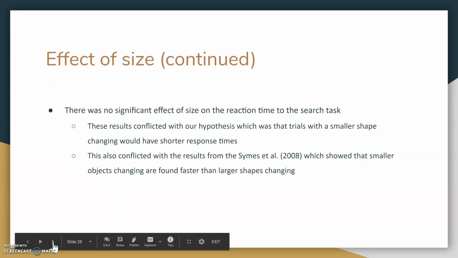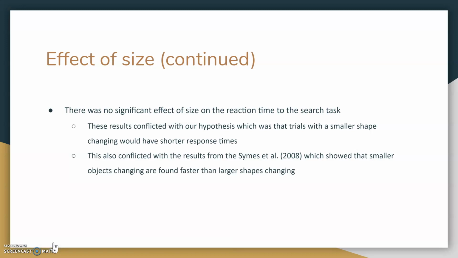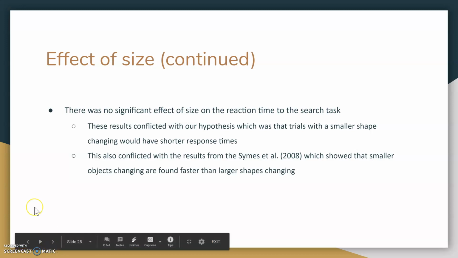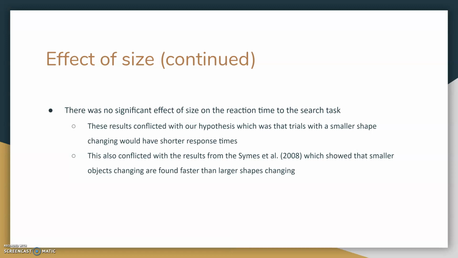So we didn't expect for there to be no effect of size on the reaction time for the change blindness task. We hypothesized that trials with smaller shapes changing would have faster response times compared to trials with larger shapes changing. This was because of the Symes et al. article that we read, which had significant results showing that smaller objects changing were found faster than larger shapes changing in change blindness tasks. So not only did the results that we see differ from our hypothesis, it also varied from what was found in the previous literature.